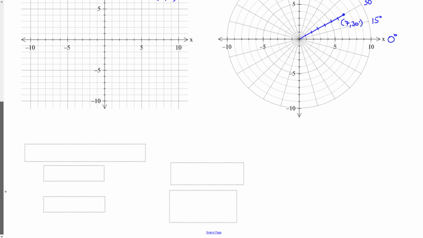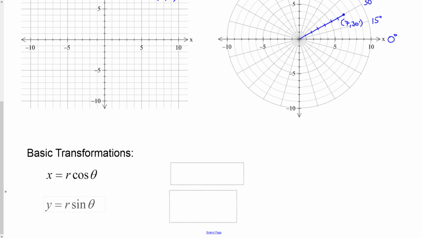You can convert between the two sets of coordinate systems, and that occurs through our basic transformations that we've dealt with and learned all along. So x equals r cosine theta, y equals r sine theta, r squared is x squared plus y squared, and tangent theta is y over x.